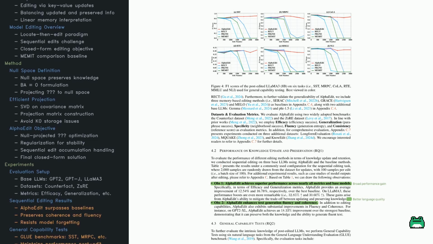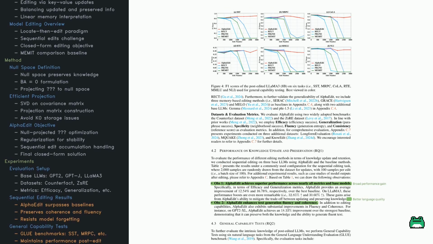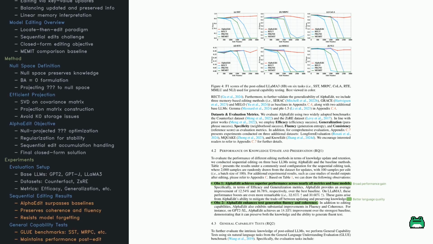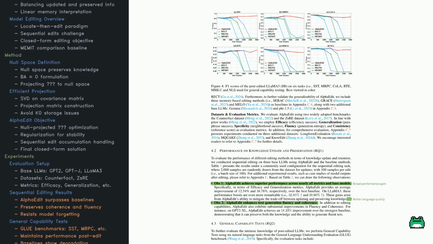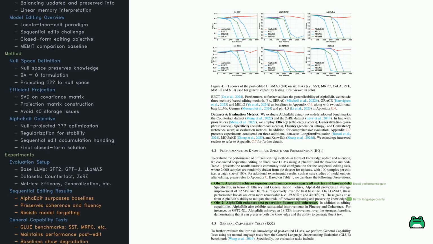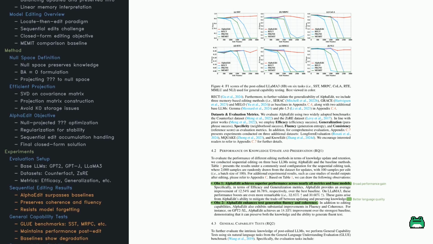The numbers back this up. On Llama 3, AlphaEdit boosts efficacy and generalization by over 30% compared to the next best method. Even fluency and coherence improve. Subtle but critical for real-world use. And it's not cherry-picking. They test on Glue, a broad benchmark, to confirm the gains are real.